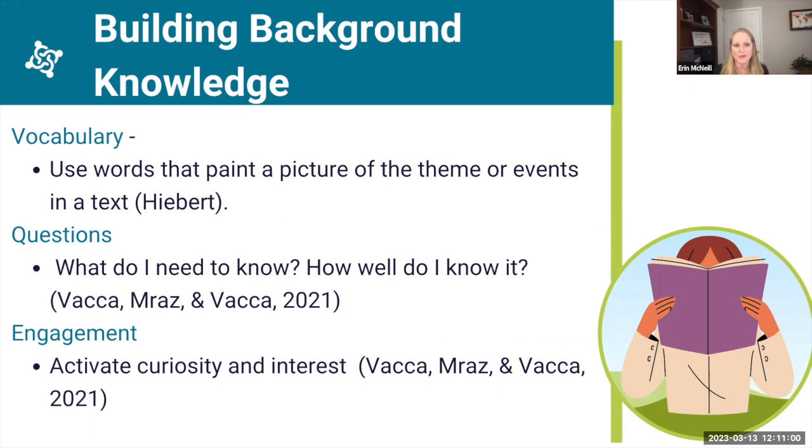We could also ask questions. KWL charts are very popular here, talking about what do I need to know, or how well do I already know it in order to understand this text. And then engagement. What questions can we ask that activate curiosity and interest? And we will talk about curiosity and interest at the end of this presentation.